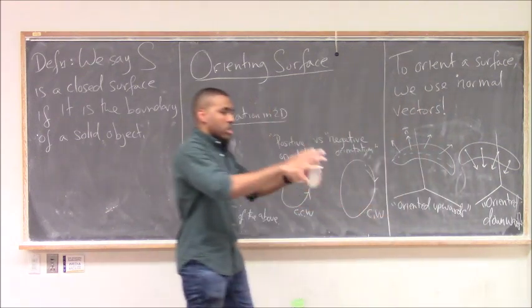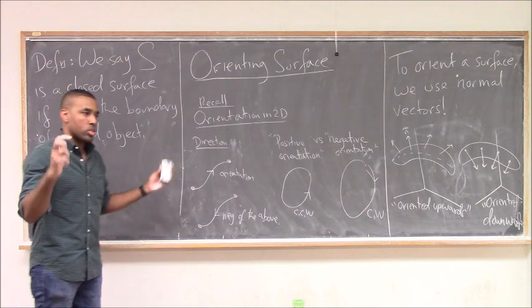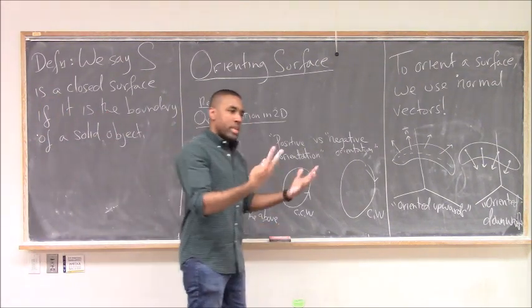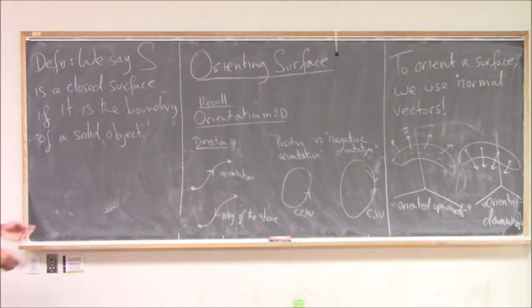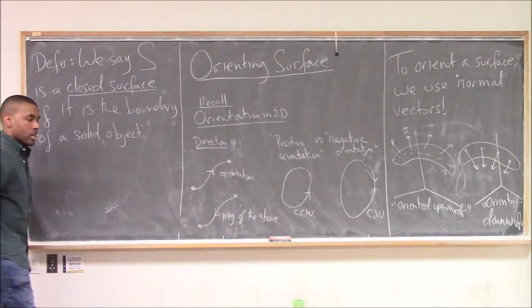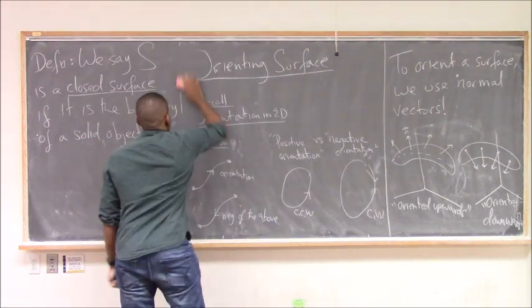Here, just imagine some solid object and just look at the skin of that object. You have a closed surface, right? No gaps, no holes, it's literally the entire boundary of a solid object. We call that a closed surface. Okay? And it turns out we can induce a positive or negative orientation on such a surface.